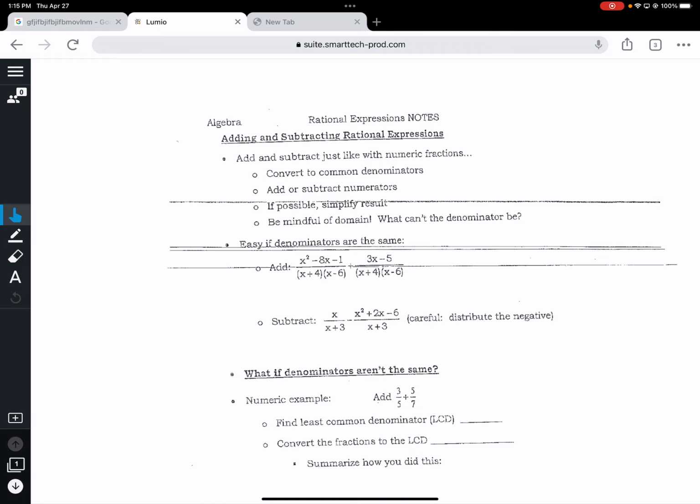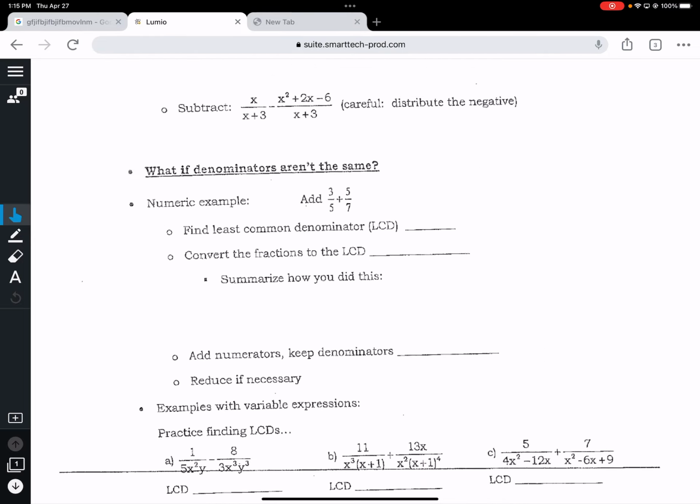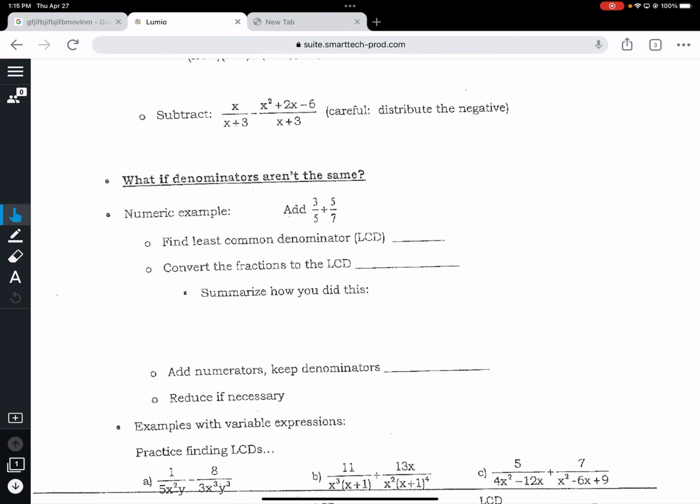All right. Yesterday we talked about what to do if your denominators are the same: you're basically combining the numerators, either adding or subtracting, combining like terms, simplifying and going from there. So if the denominator is not the same, what do you do with basic fractions? Like right here we have 3 over 5 plus 5 over 7. You're going to want to find a common denominator, which turns out to be 35.